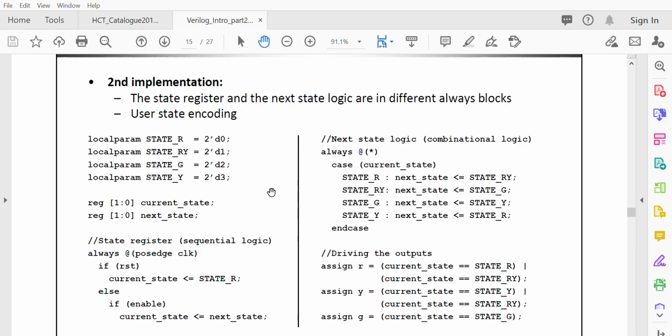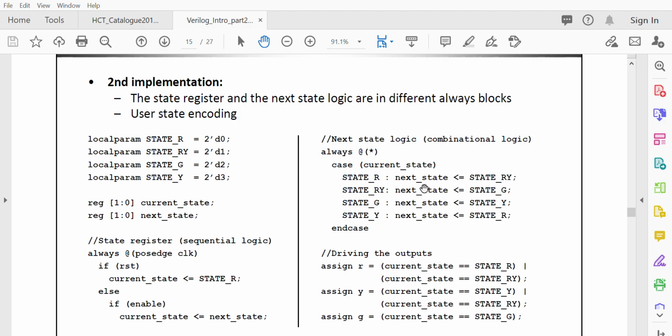Second implementation, the state register and the next state logic are in different always blocks. Use state encoding. Okay. So here, you have the current state and next state, 2 registers, but these two registers are not both synthesized into flip-flops. Here in the previous implementation, they were both synthesized into flip-flops, but here this is a flip-flop because it has posedge of the clock. If reset, we initialize current state into red. Else, if enable, current state receives next state.